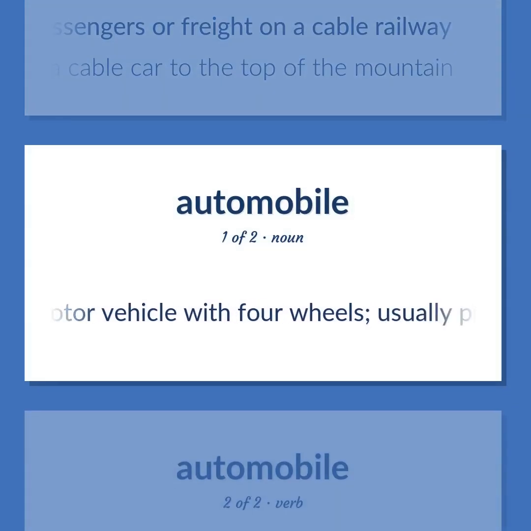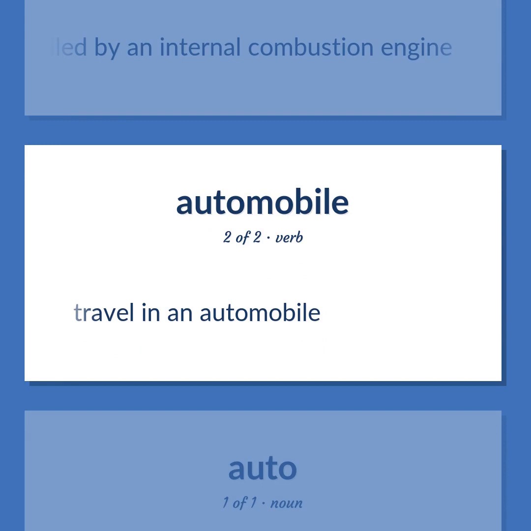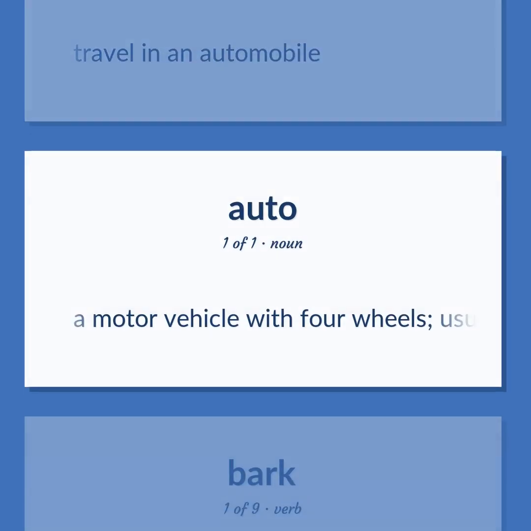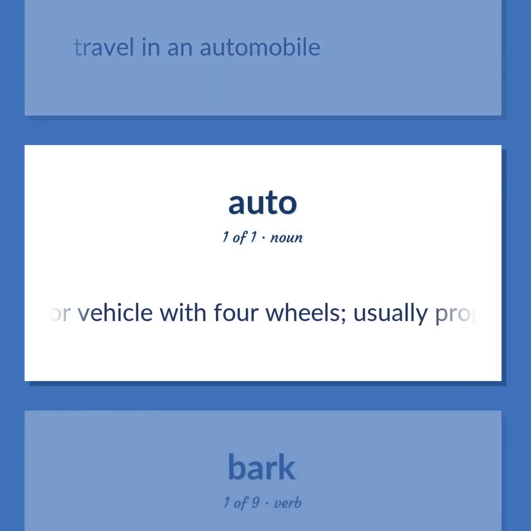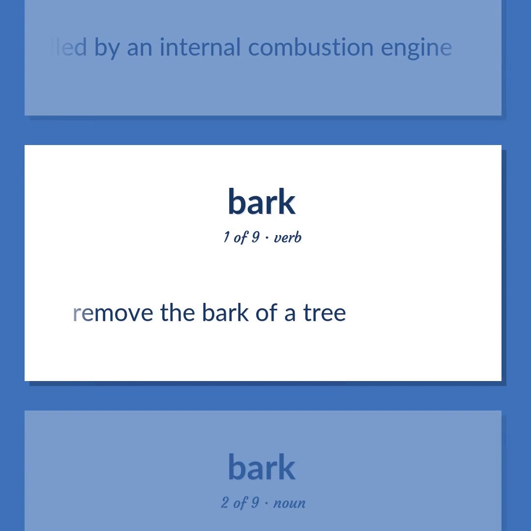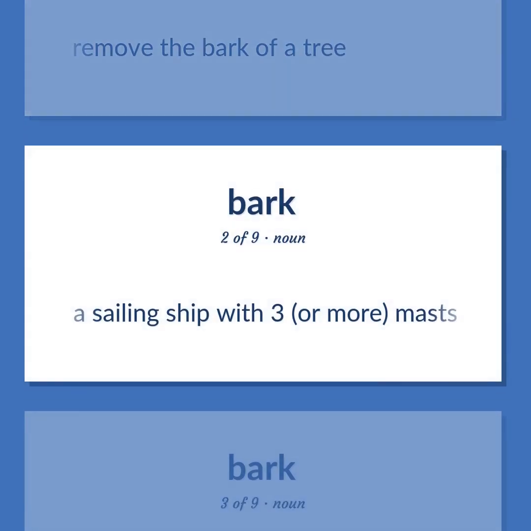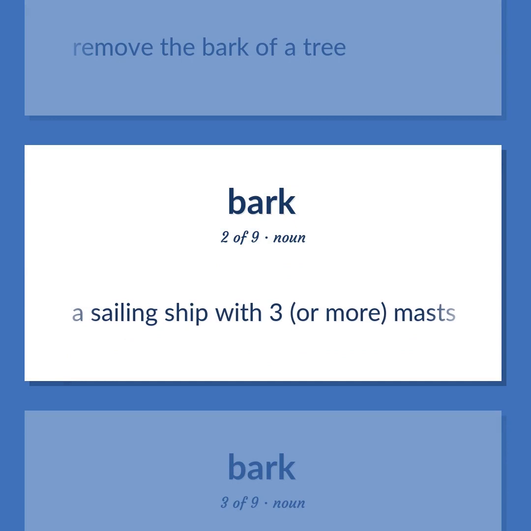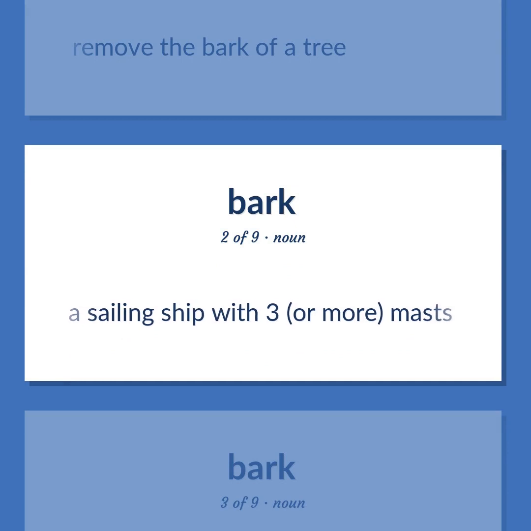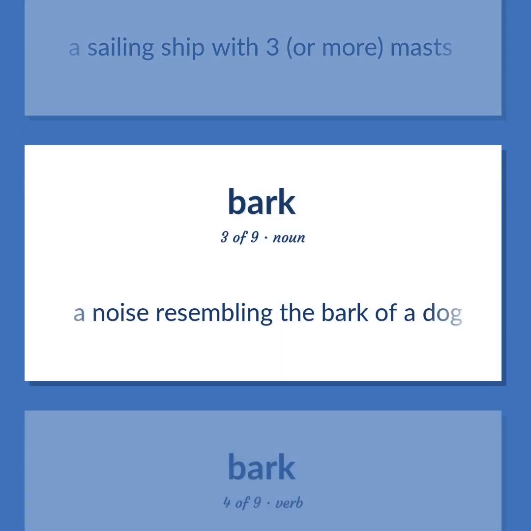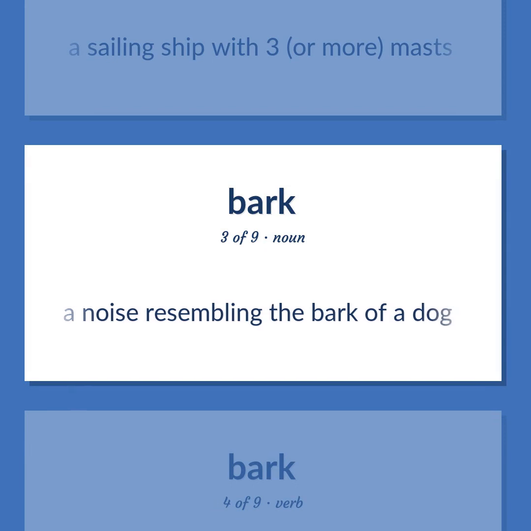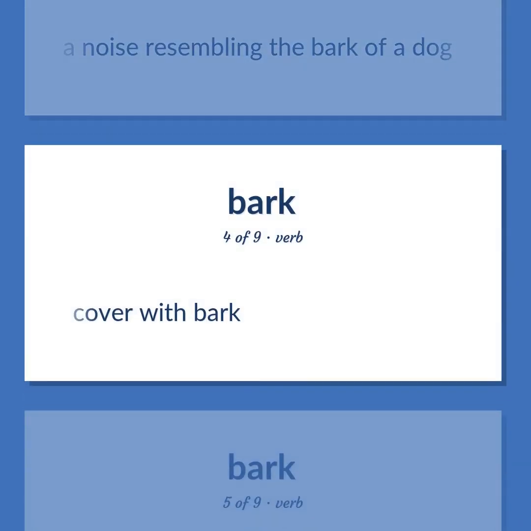A motor vehicle with 4 wheels, usually propelled by an internal combustion engine. Travel in an automobile. Remove the bark of a tree. A sailing ship with 3 or more masts. A noise resembling the bark of a dog. Cover with bark.